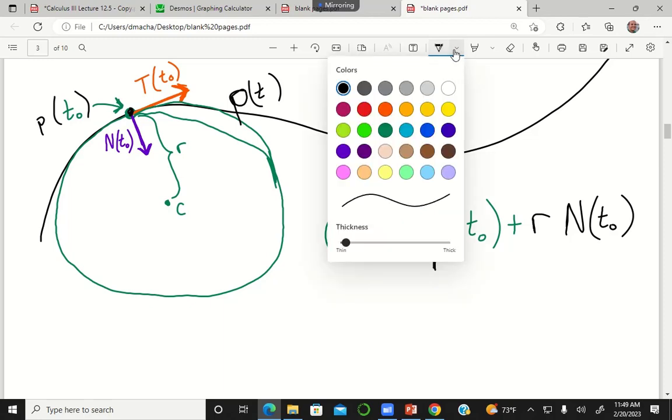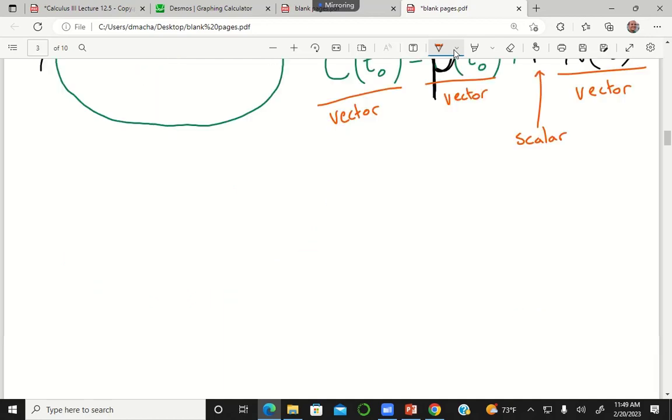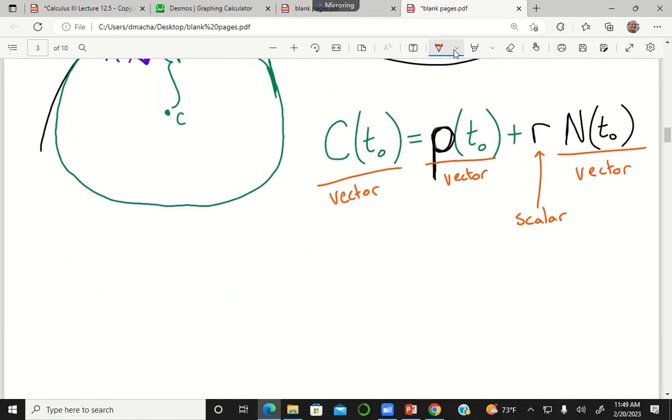So just to be super clear about this, the center of your circle is a vector. It's got x, y, and z coordinates. This position along your curve is a vector because it has x, y, and z coordinates. This principal unit normal vector is a vector. It's got x, y, and z components. This is the scalar that is the radius of curvature, right? Oops. So remember, r equals 1 over k.